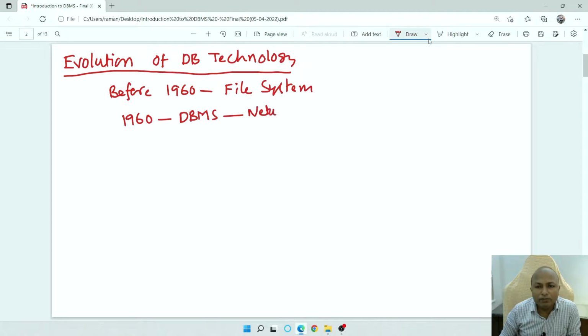One is network model and another one is hierarchical model. In the year 1980, RDBMS came into the picture. RDBMS means a relational database management system. Still, we are using relational database management system. It's a commercialized database management system.